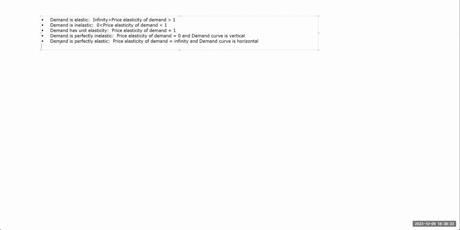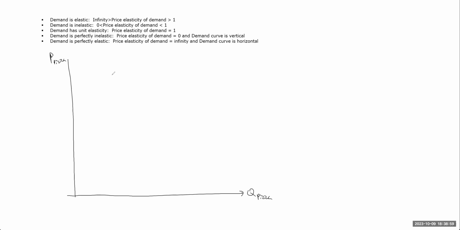We'll show that soon. Demand is perfectly elastic if the price elasticity of demand is equal to infinity and the demand curve is horizontal. So let me draw these things for you now. Okay, what does this look like visually? Here's quantity of pizza, price of pizza. Okay, so we got a vertical line like that. This is price elasticity of demand equal to 0, or you have a perfectly inelastic demand curve.